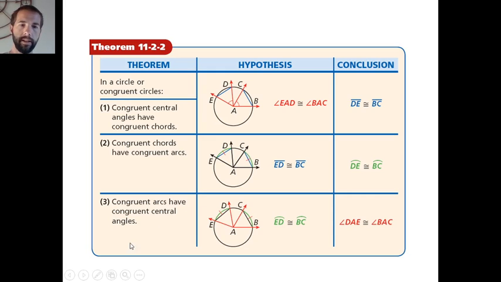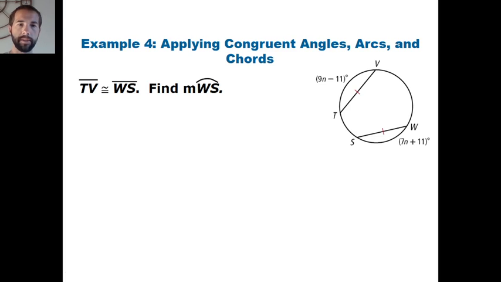All right, and then lastly, congruent arcs have congruent central angles. So arc ED is congruent to arc CB, therefore angle EAD is congruent to angle CAB. Okay, so we're going to take those theorems and just apply a couple of examples to that.